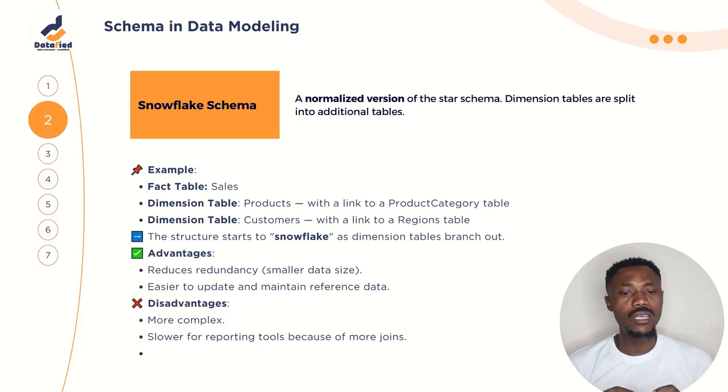So the customers table will then be related to the sales table by a third party. The products table will be related to the sales table by a third party, which is called the products category table. But there are advantages and disadvantages. The advantages are, one, it reduces redundancy, which means smaller data size, and then it's easier to update and maintain reference tables.